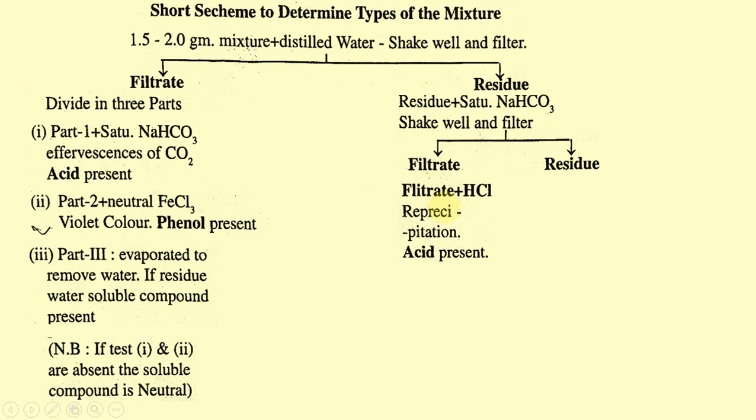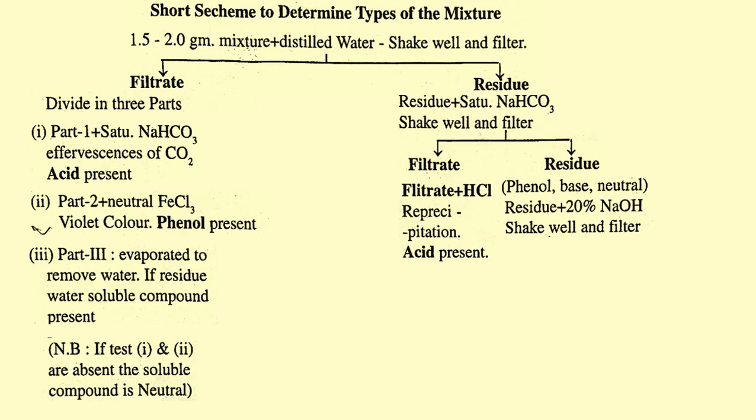Acid reprecipitation only happens if acid is present, otherwise there is reprecipitation of the compound. Okay. Next, the right hand side residue. The residue contains phenol, base and neutral. Residue plus 20% NaOH, shake well and filter. It's also two parts, the left is filtrate and the right is residue.